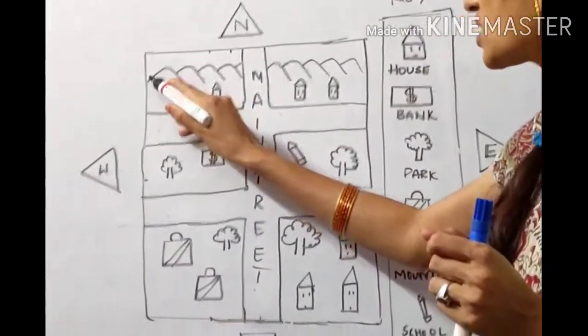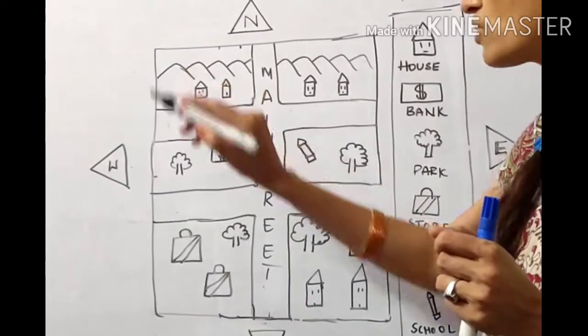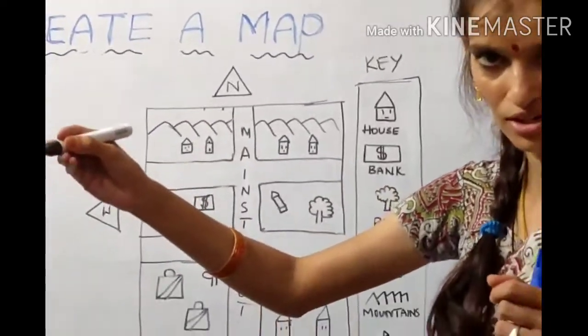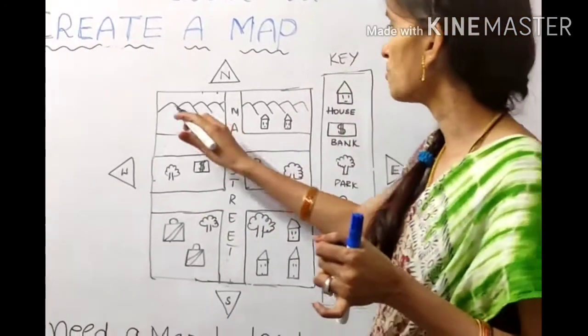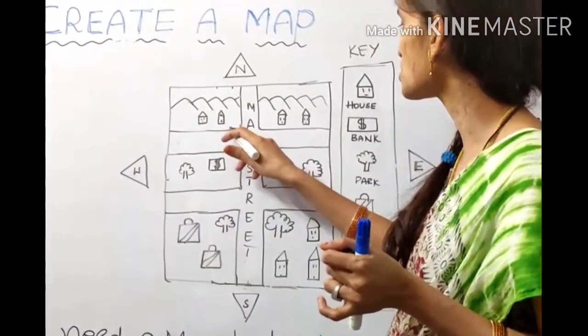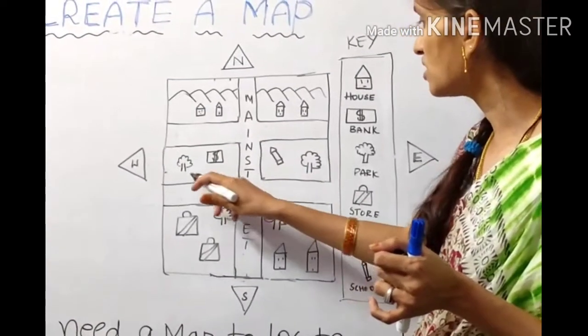Here the mountains are there. These are the symbols for mountains. I didn't write any mountains there. So in order to reduce writing, these maps are helpful. So the mountains are given, here the houses are there and towards here trees.